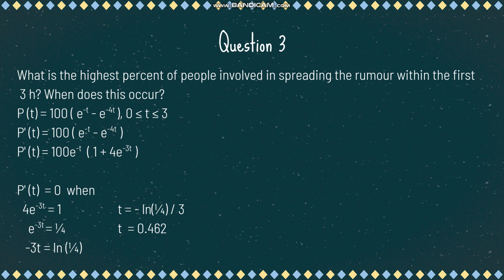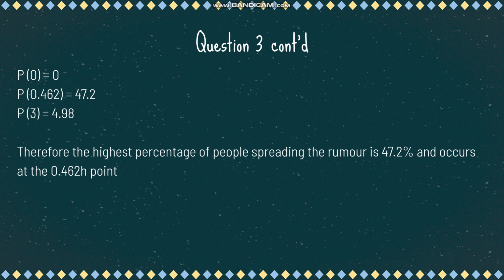So this critical number 0.462 meets the requirement of the limit 0 to 3. So the number has to be bigger than 0 but also less than 3. So it meets that requirement, so we can use it. We plug it back into the original equation. We plug in all the values we got, even the interval endpoints.